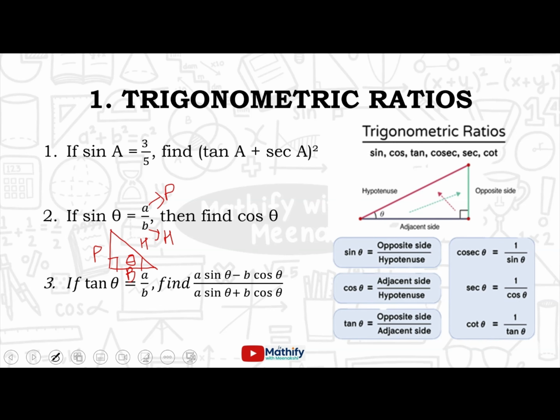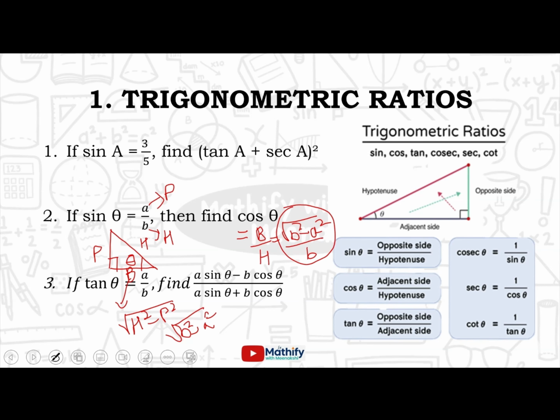So your P is A and your H is B. What is your cos theta? Cos theta means that's your B by H. Now what is my B? You have to find base. What is your base? Base is square root of h square minus p square. Let's find that. Square root of b square minus perpendicular square, that is a square. You can write square root of b square minus a square. And your h is b. So this is your answer. But here we have one more way.